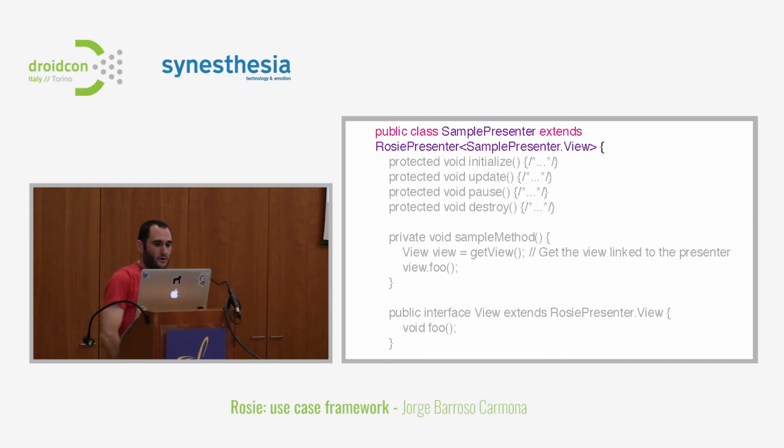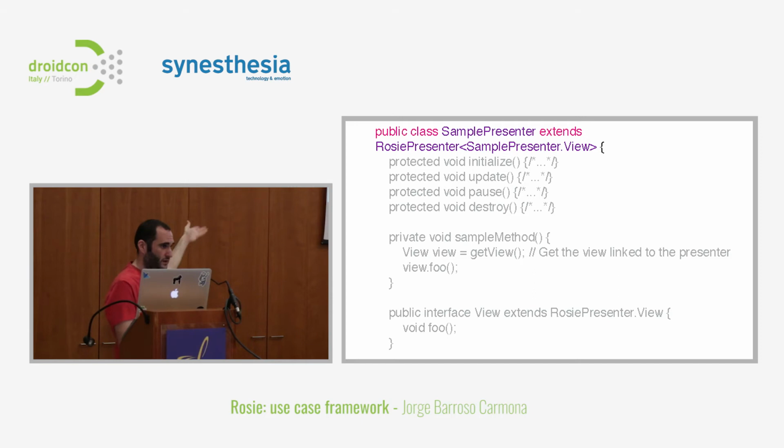Okay? And we have this one. When you want to invoke something in the view, in the activity or the fragment, you use getView. We are going to check why you use getView and not the view directly. This is because we are going to avoid null pointers using this one. And this is the implementation of the view that activities or fragments are going to implement.